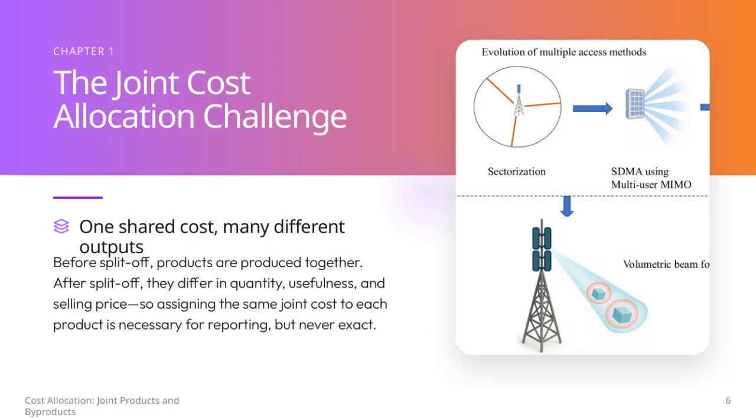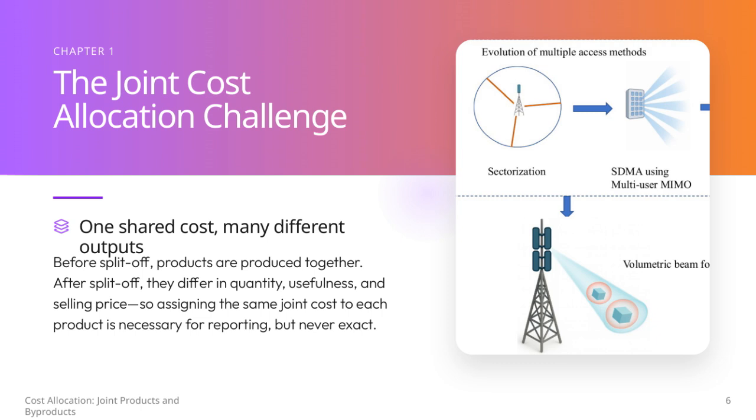Here we're looking at the challenge of allocating joint costs, which arises because multiple products are produced together before the split-off point. Prior to this point, the products share costs, but once they split off, they differ in how much is produced, how useful they are, and their selling prices.